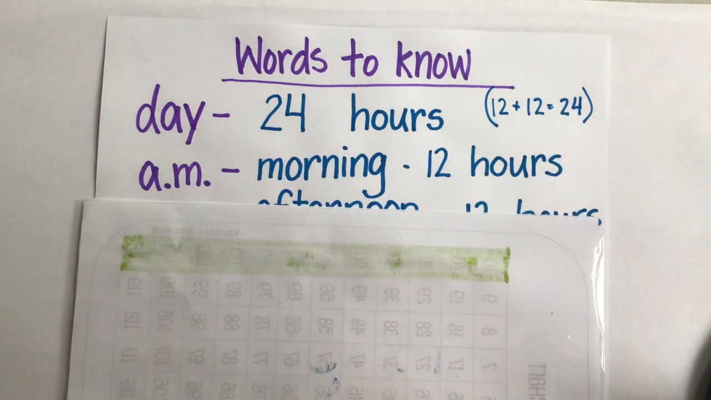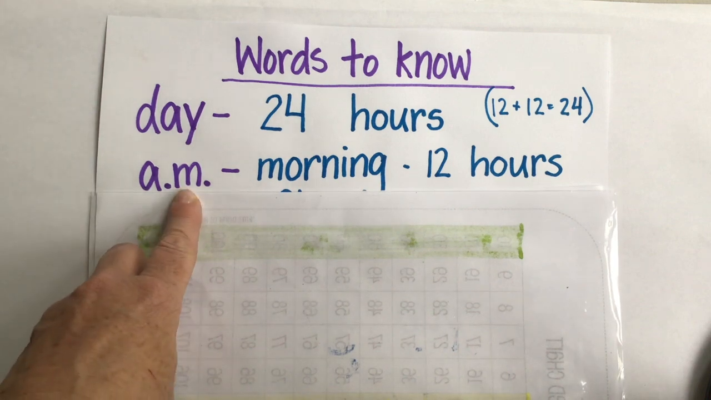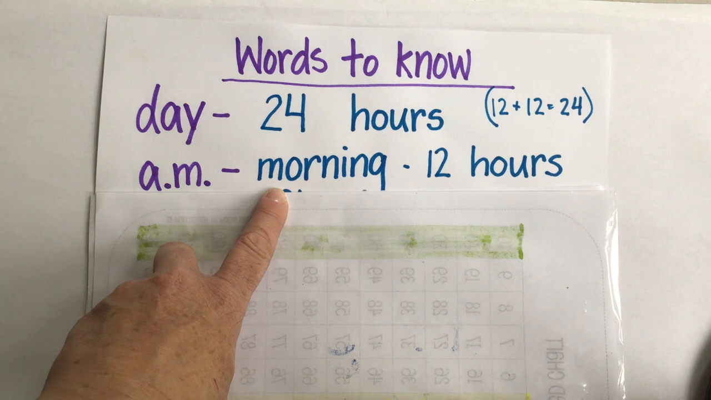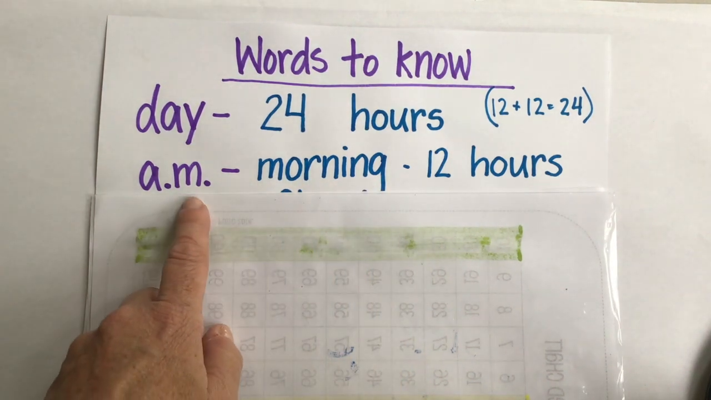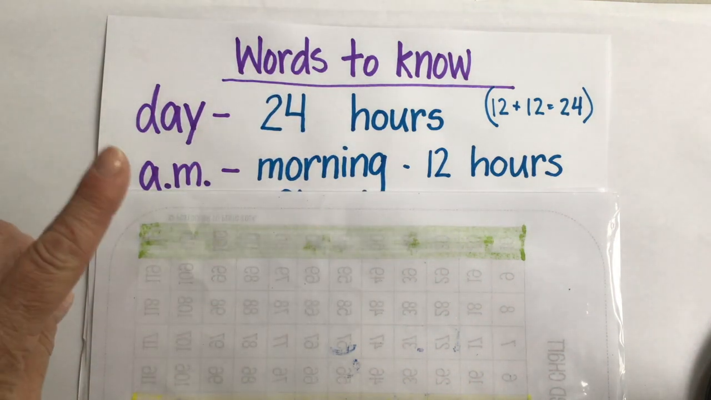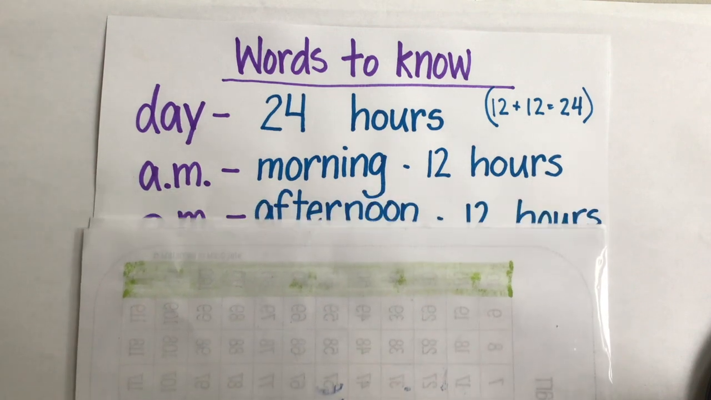The first part of the day that we divide the day into is called the AM, when you see it on the clock. It just means morning. And there's 12 hours in the AM. The hour hand will go around the clock from 12 o'clock all the way back around in the morning.